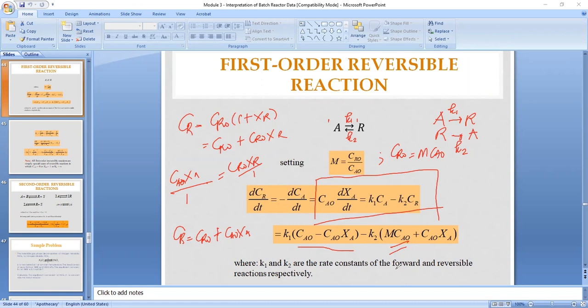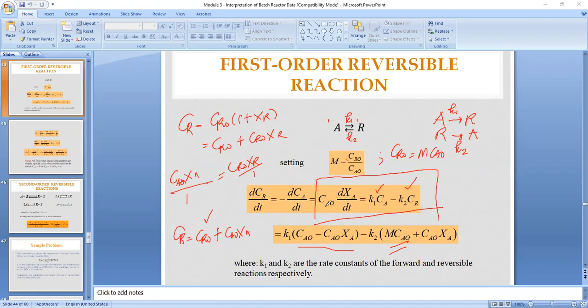By the way, I'm not the author of this. It's Levenspiel. I'm just teaching you how this particular expression came about. So your CRO from here is changed to M CAO, and your CRO XR was changed to CAO XA. Now, if you have this as your right side, coming from these two original terms in here, equated to this, then you should know how to evaluate the DE already.